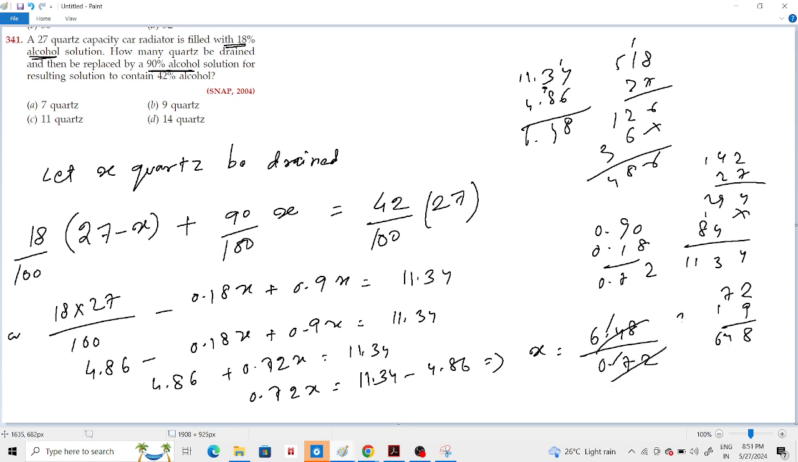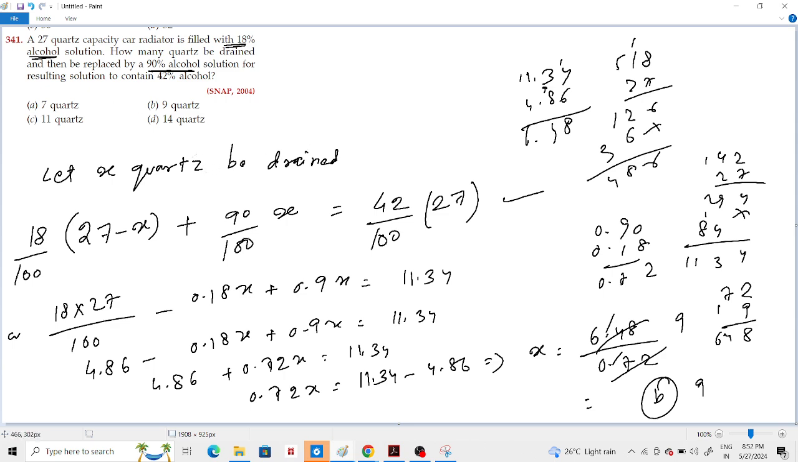9 quarts. The answer is B, 9. Did you get this equation? Do you understand this sum? Tell me. Yes, sir. Yes. Ishika? Sir, I am solving it. No, no. Did you understand the equation? This equation is important. I know you can solve it very easily. Okay, but did you understand?